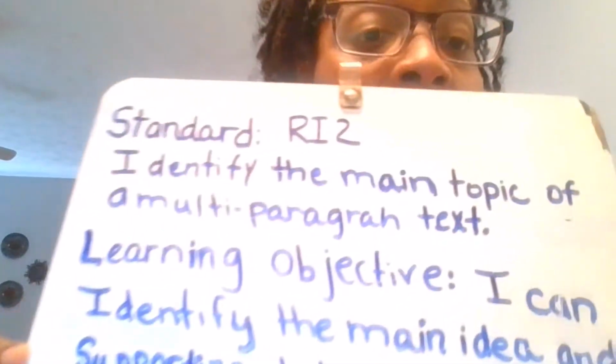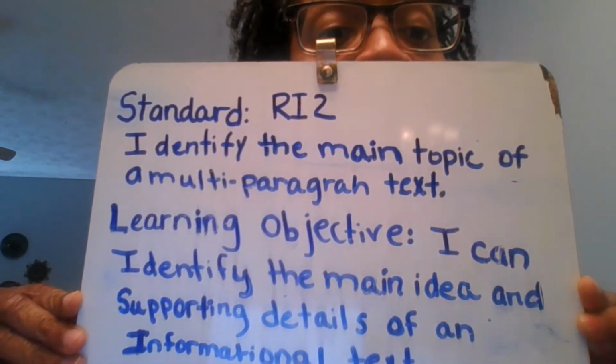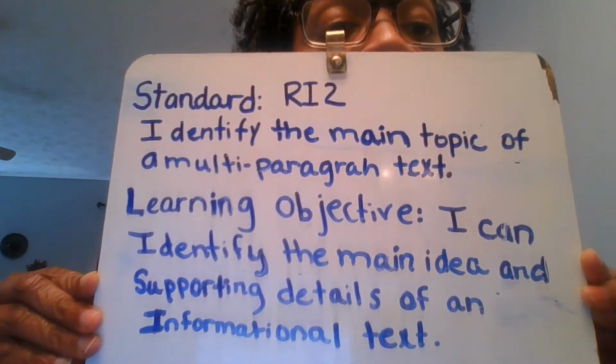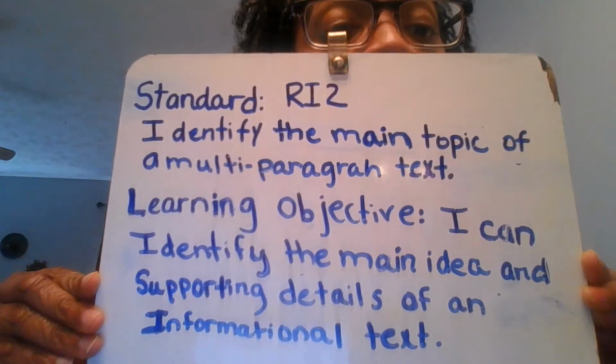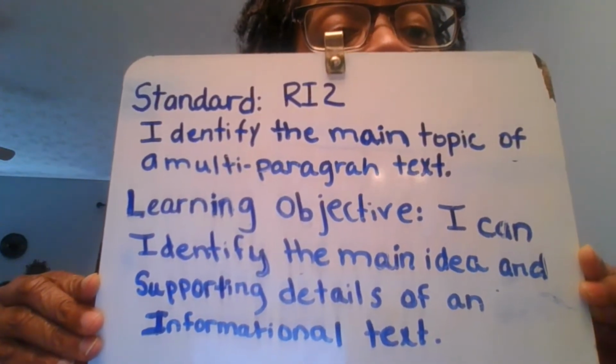Our standard this week was RI2, and RI2 is to identify the main topic of a multi-paragraph text. Our learning objective is I can identify the main idea and supporting details of an informational text.